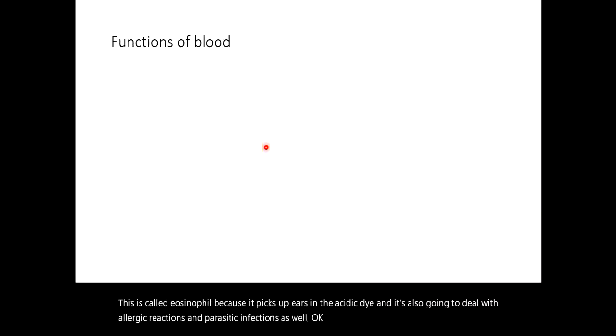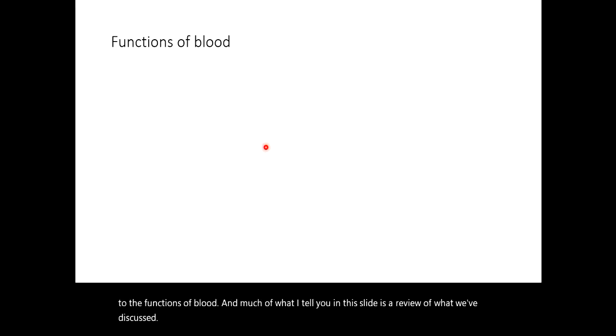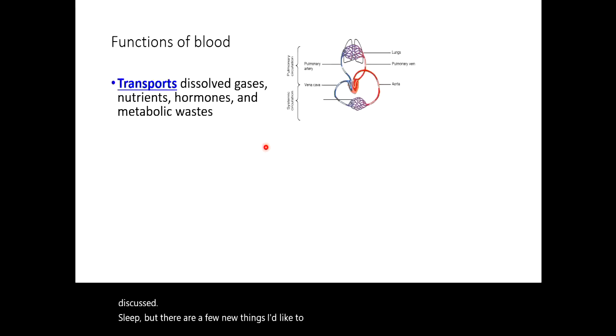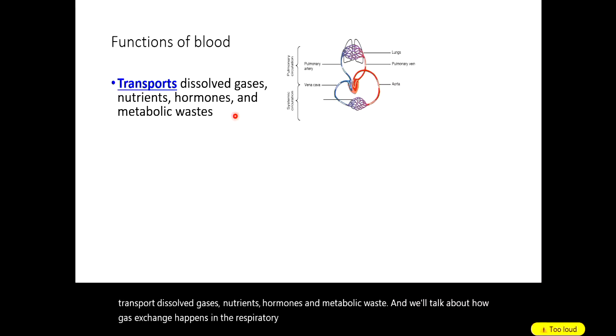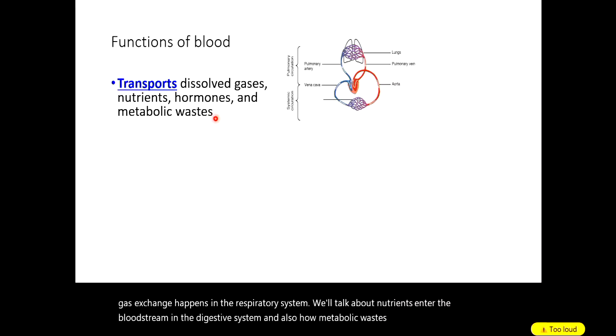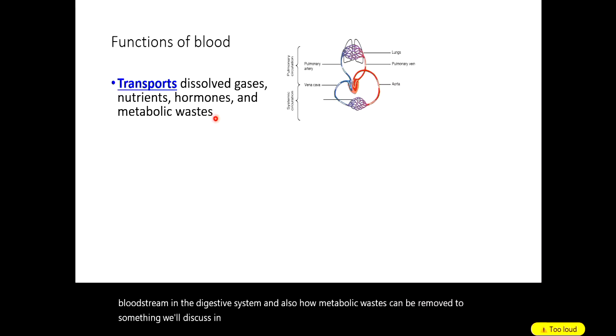Okay, so with that we move on now to the functions of blood, and much of what I tell you in this slide is a review of what we've discussed previously, but there are a few new things I'd like to point out as well. So the first function is to transport dissolved gases, nutrients, hormones, and metabolic waste, and we'll talk about how gas exchange happens in the respiratory system. We'll talk about how nutrients enter the bloodstream in the digestive system, and also how metabolic wastes can be removed is something we'll discuss in the urinary system. We already talked about hormones in the endocrine system.